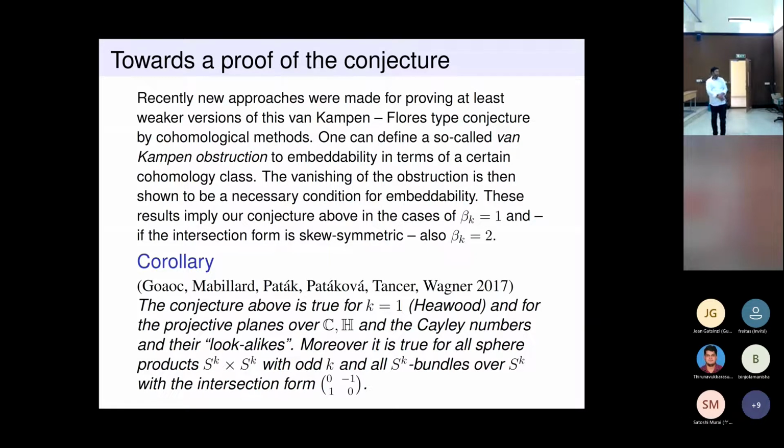The conjecture above is true for k equal to 1 due to Heawood, and for the projective planes over C, H and the Cayley numbers, and their look-alikes. And moreover, it is true for all sphere products S^k × S^k with odd k and all S^k-bundles over S^k with the intersection form (0, -1; 1, 0).